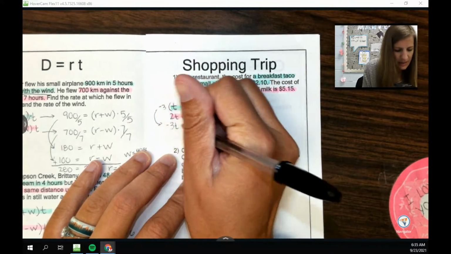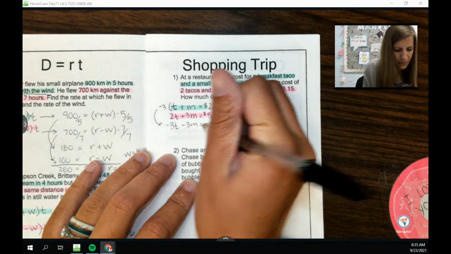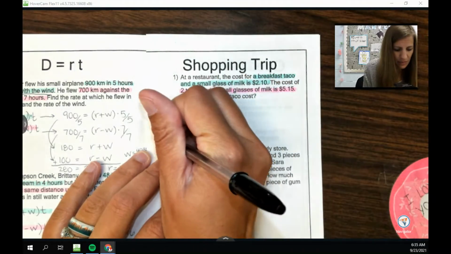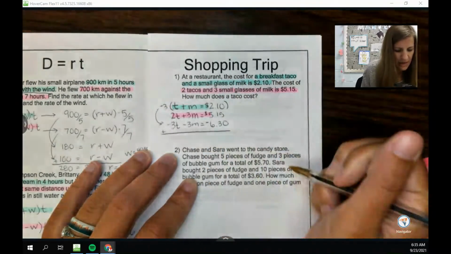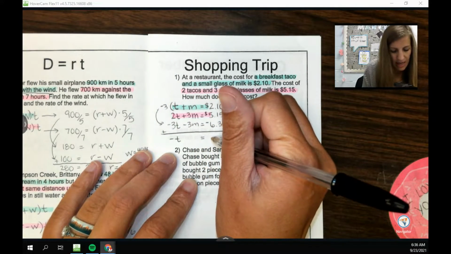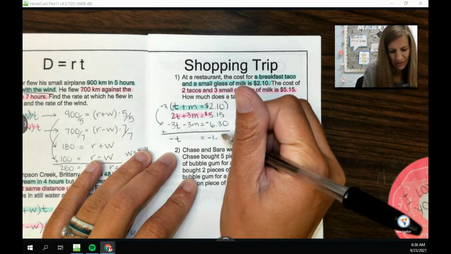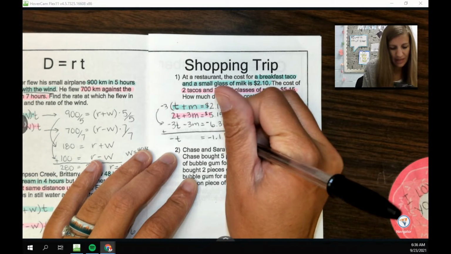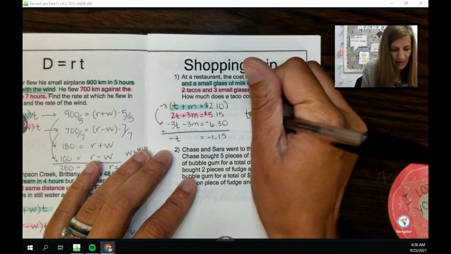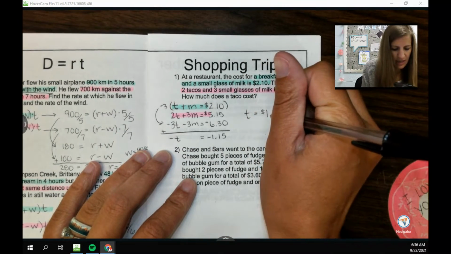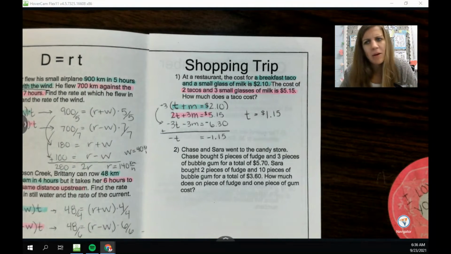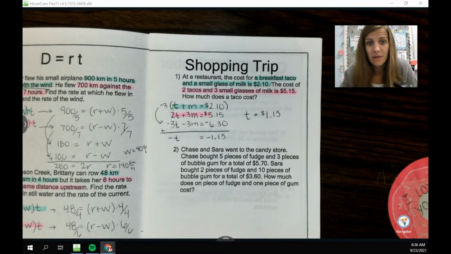So -3t minus 3m equals -630. Then I can add those up until I get -1t, no m's, and then -$1.30? No, 15, oh my goodness. And then I just divide the negative away, and so now I know that the cost of a taco is $1.15. So really reading carefully about which variable they care about will save you time.